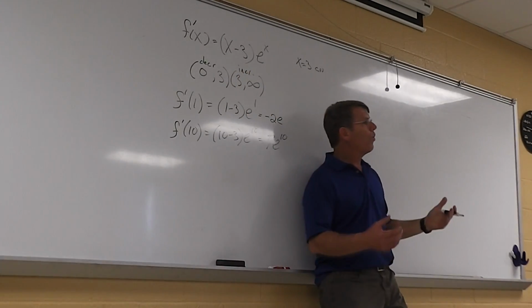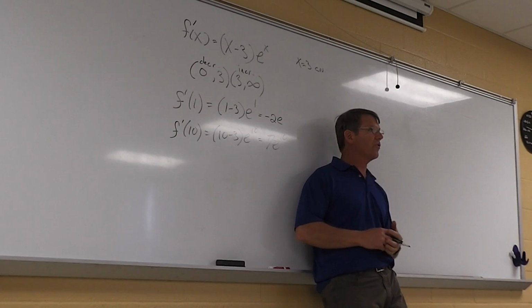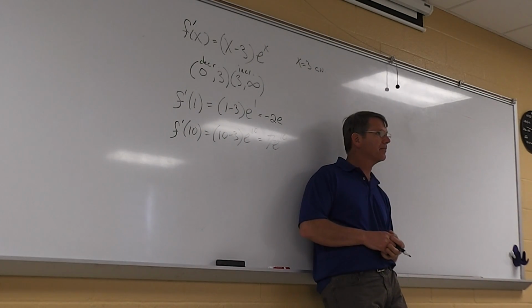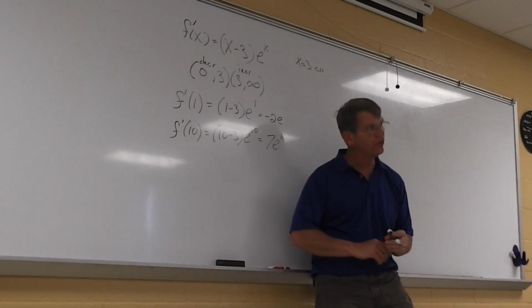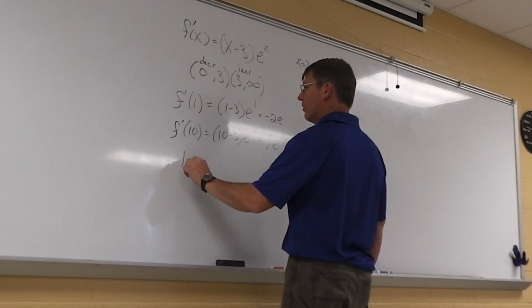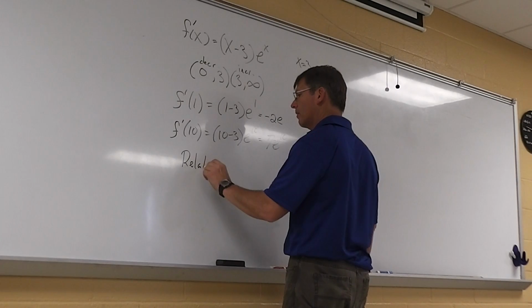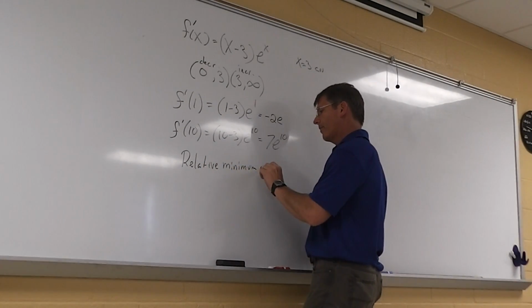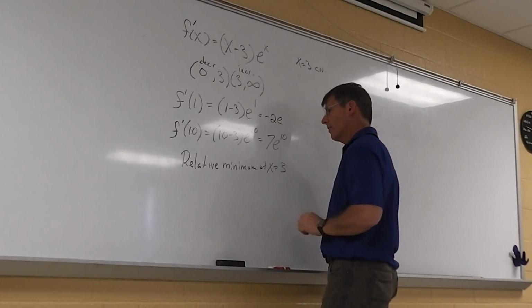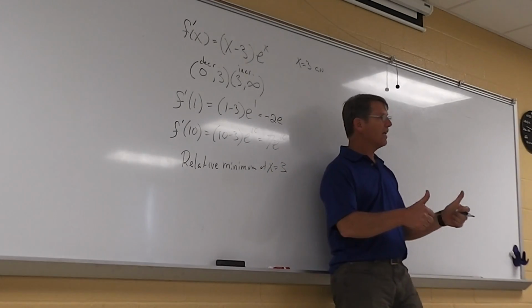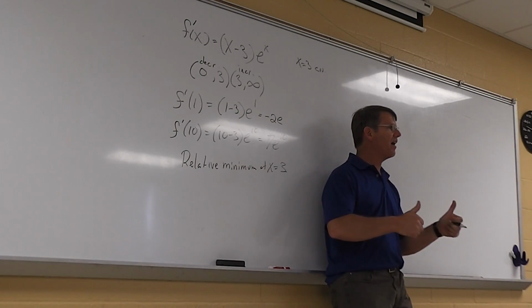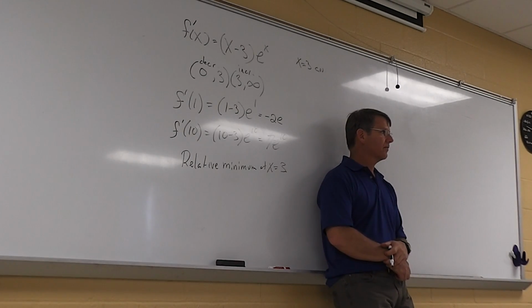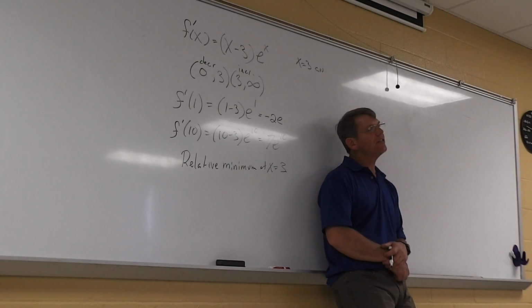Now, what have you convinced yourself is going on at x equals 3? Relative minimum. Okay. So you're going to state right now, relative minimum at x equals 3. Okay, we got that. Now, justify your answer. This is what we're here for tonight. Because I just showed you. No, not because I just showed you. Because you didn't just show me.